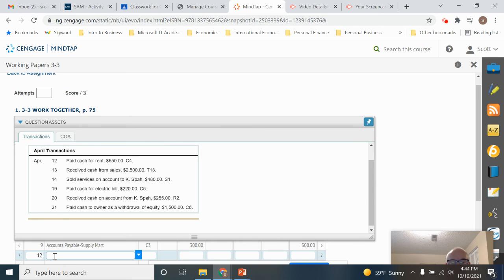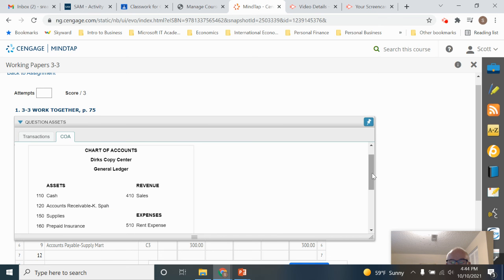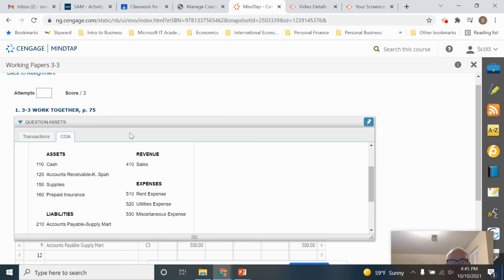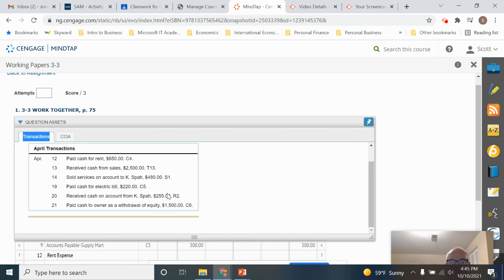Paid cash for rent. Okay, chart of accounts, I'm assuming it's going to be something related to rent expense. Rent expense, there we go. All right, so rent, and again, if you start going off, it's going to be yelling at you there. Rent expense for how much? $650. And of course, credit cash.